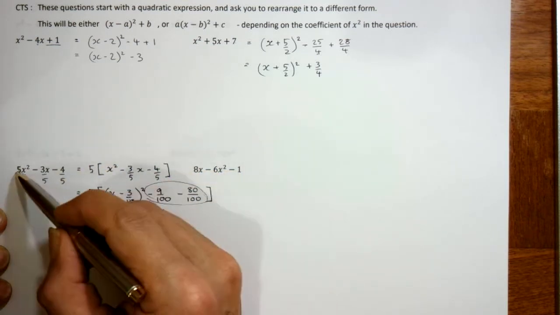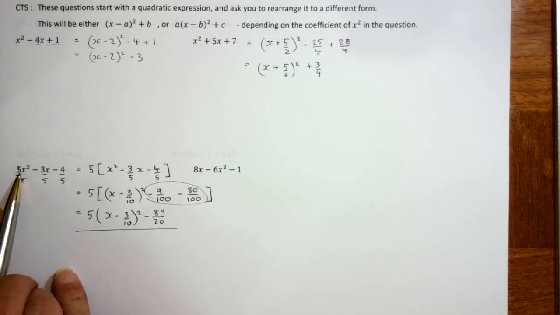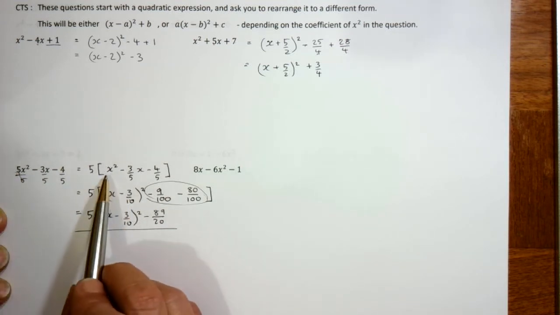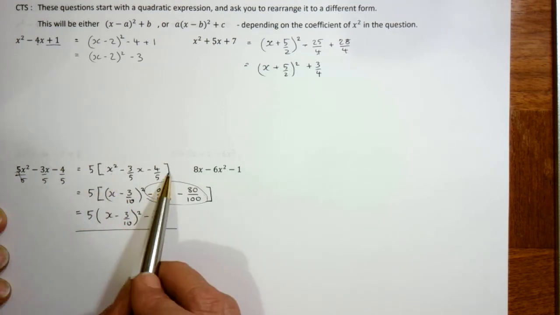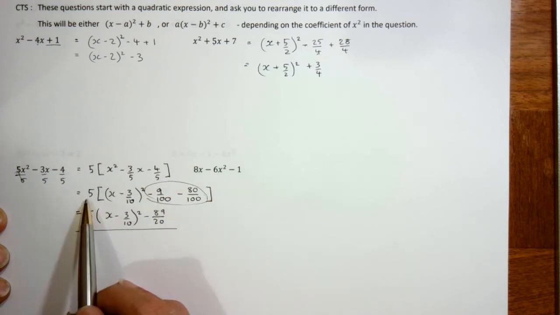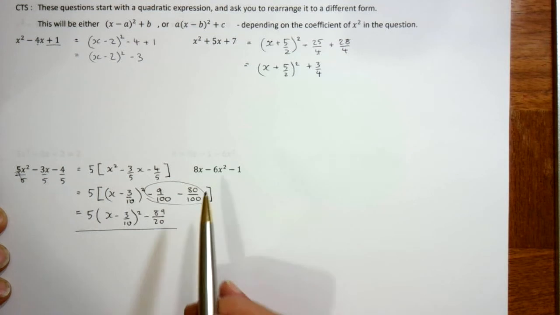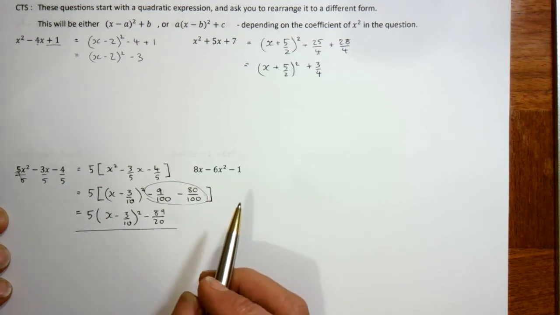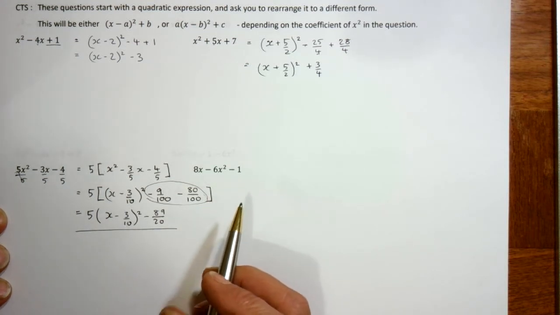In 3 lines, the first line is dead easy. Take a factor out, and the factor is always the number of x squareds. Leave the rest inside a square bracket to help you remember that we've got to complete the square in the square bracket. We do 6 steps, none of which is really nothing hard. In fact, they're really simple.